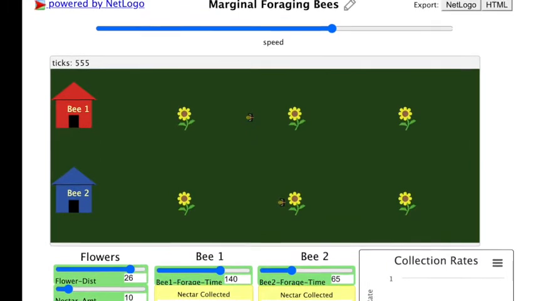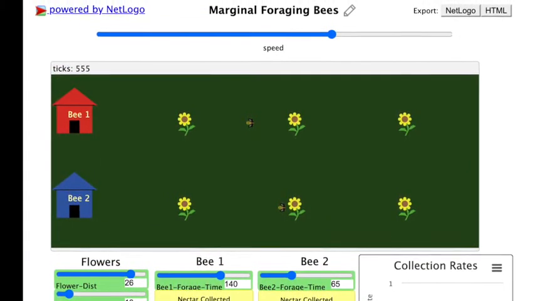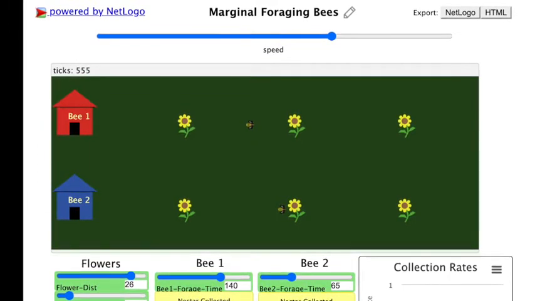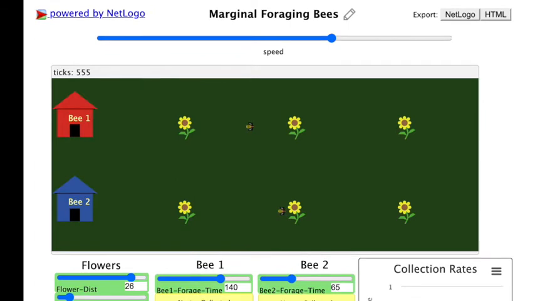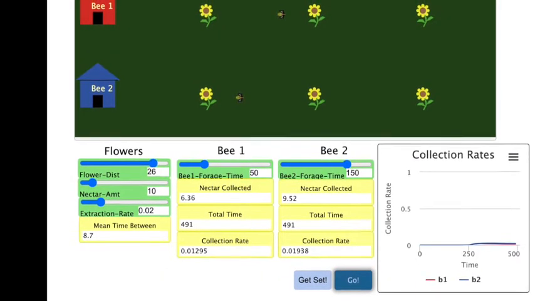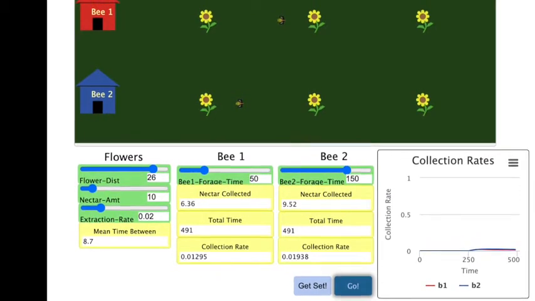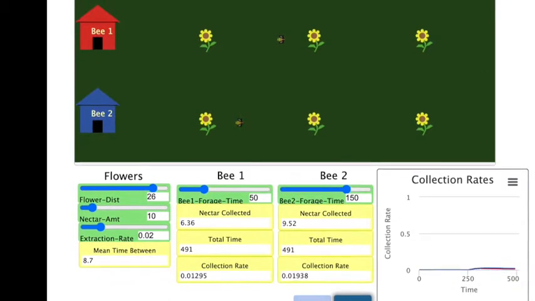Some major findings included B2 being much faster than B1, though the collection rate for both bees stayed the same as one another throughout the collection. For my second manipulation, I decided to decrease B1's forage time to 50 and B2 forage time to 150.